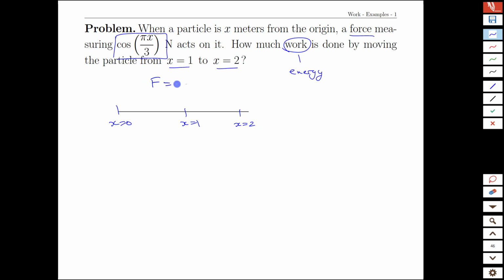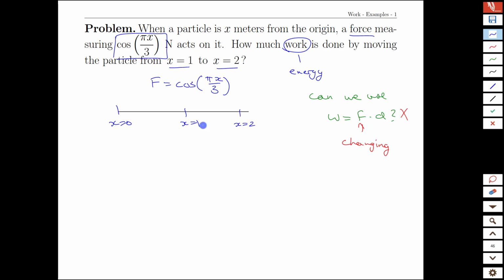The force required to move the object is given by cos of pi x over 3. And then the natural thing to ask is, can we simply use work equals force times distance? And the answer is no, because the force is changing, or variable, or not constant. Any one of those reasons. Between the point x equals 1 and x equals 2, we're going to have different x values, and that's going to result in different forces. So which force would we use in this calculation? There's no single force, so we need another strategy.